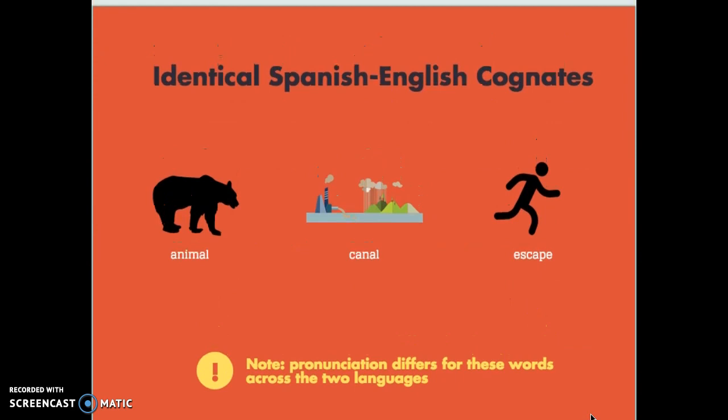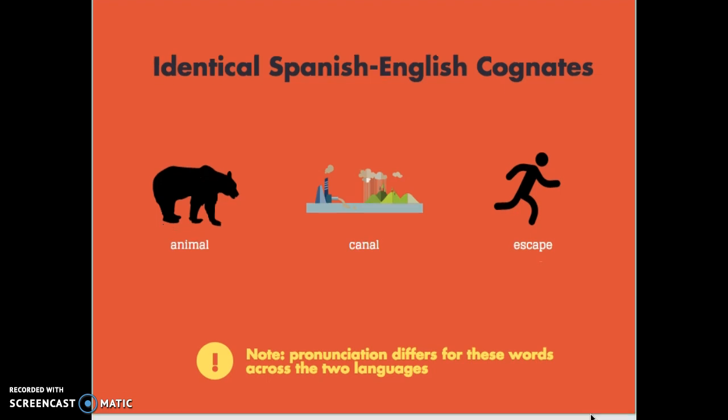Examples of identical cognates in Spanish and English are animal, or animal in Spanish, canal in English, which is canal in Spanish, escape in English is escape in Spanish. They're spelled the exact same way, so thus they are identical cognates.